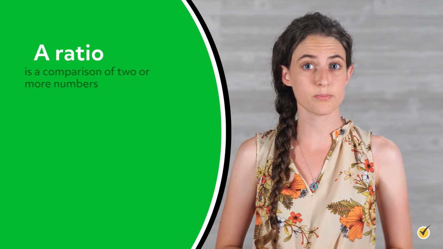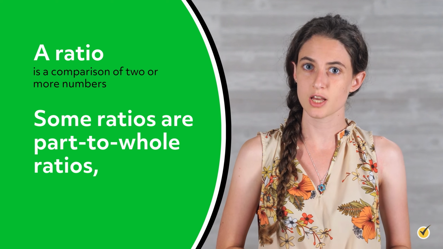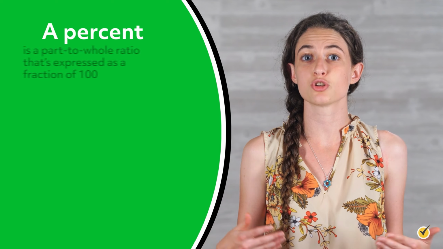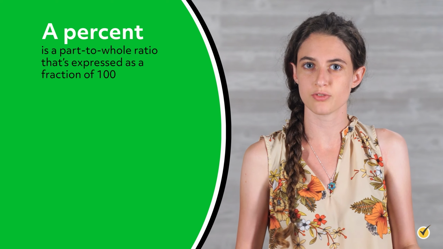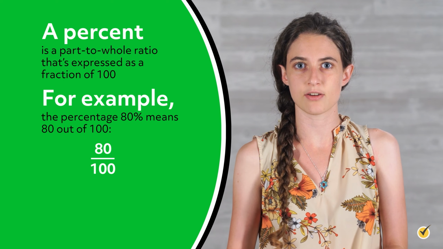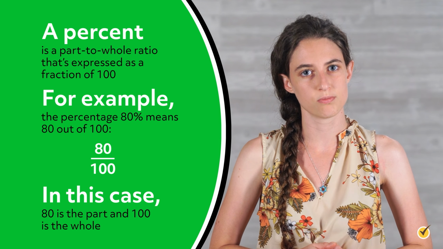First, a ratio is a comparison of 2 or more numbers. Some ratios are part-to-whole ratios, comparing a part of something to the whole group. A percent is a part-to-whole ratio that's expressed as a fraction of 100. For example, the percentage 80% means 80 out of 100. In this case, 80 is the part and 100 is the whole.